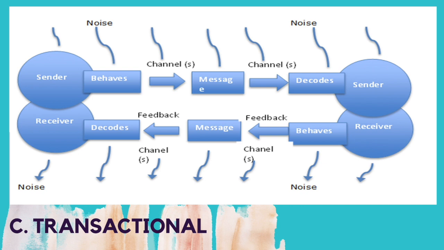The last model of communication that we have is the transactional model. The transactional model of communication shows a circular process of interaction between the persons involved in the communication, with each one actively participating in sharing ideas with one another. They are the communicators actively exchanging information and reaction. But one thing is very different from this model of communication. The noise is present everywhere, and again, noise can be considered as a barrier of communication.